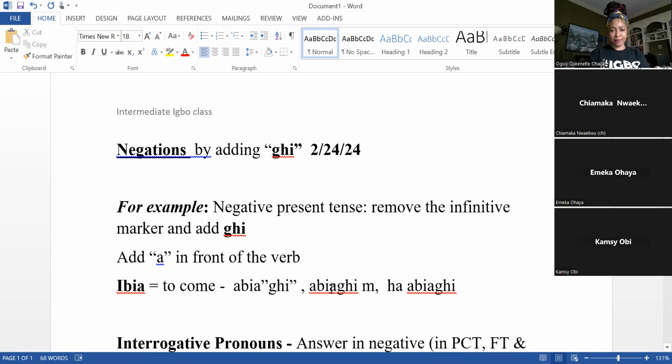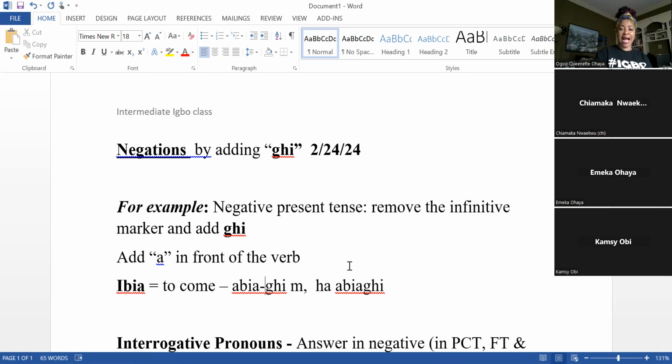Abiarem. What you added the GHI. Ha abiare. This a should be there. Ha abiage. Uno abiage. Biage. Only when you say biage.